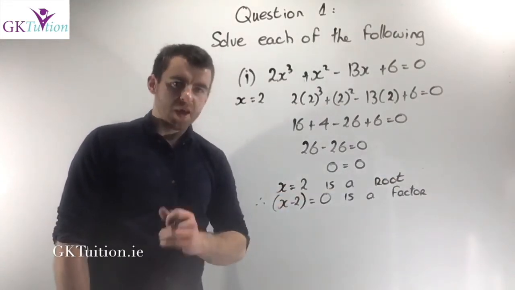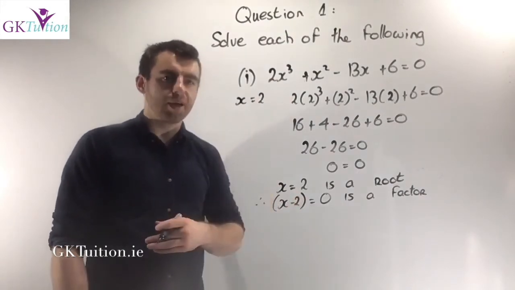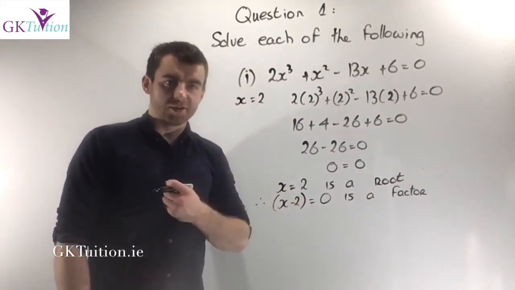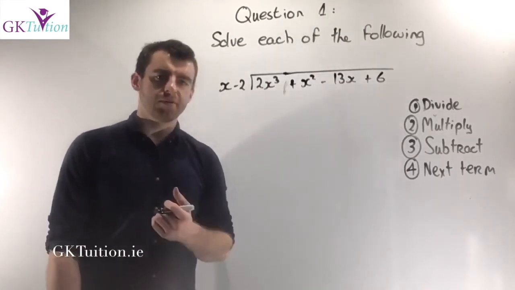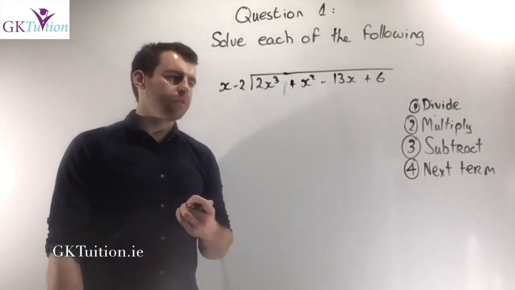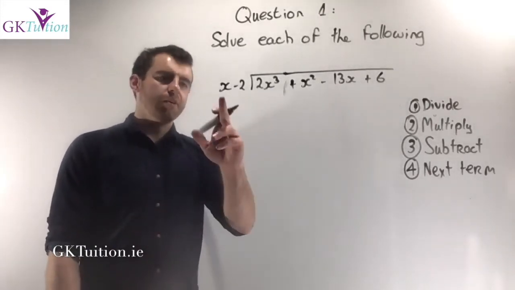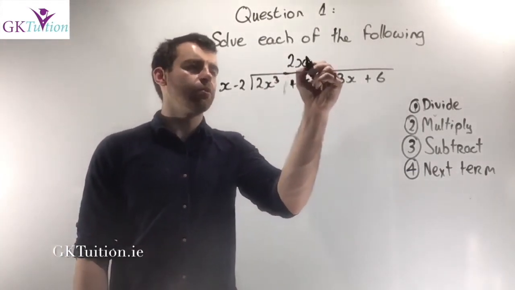If I know one of the factors, I can divide the factor into the cubic and I can come up with the other factor. So now that I have one of my factors, I'm going to divide it into the cubic to find the other factor. And I have my 4 steps for long division written out here. So the first thing I'm going to do is divide. I'm going to divide x into 2x cubed and it's going to give me 2x squared.